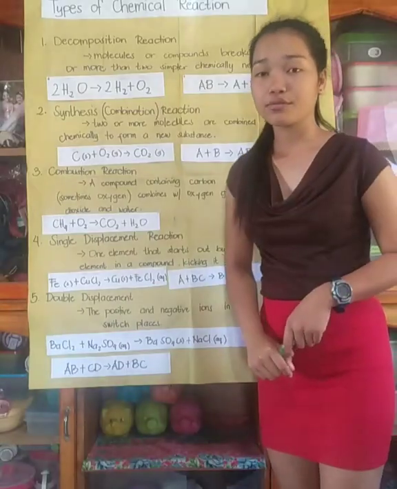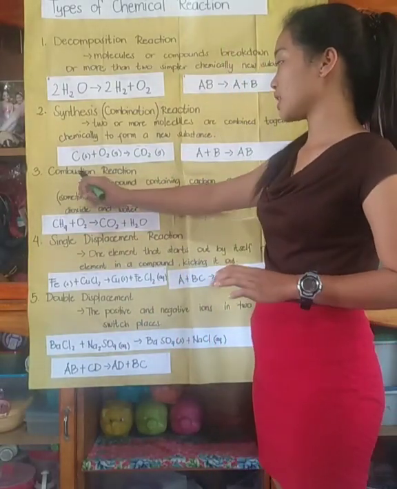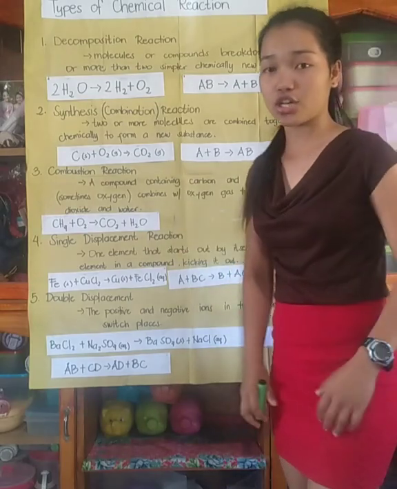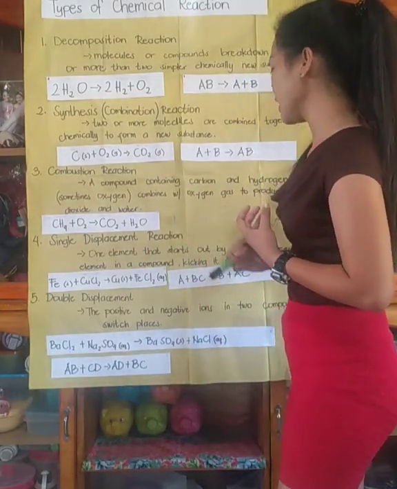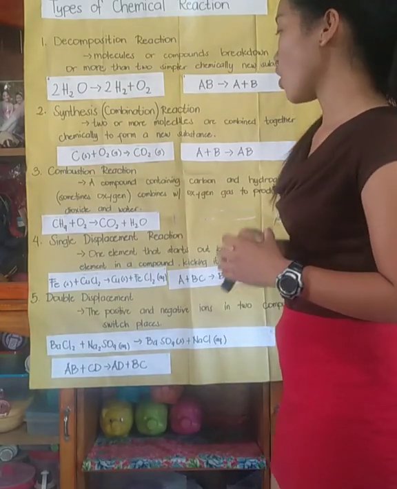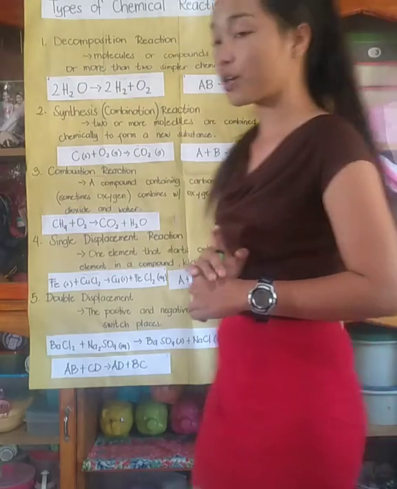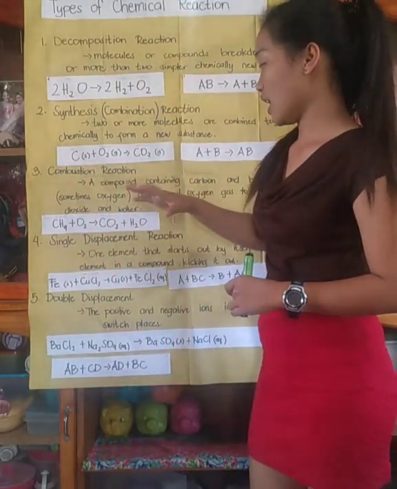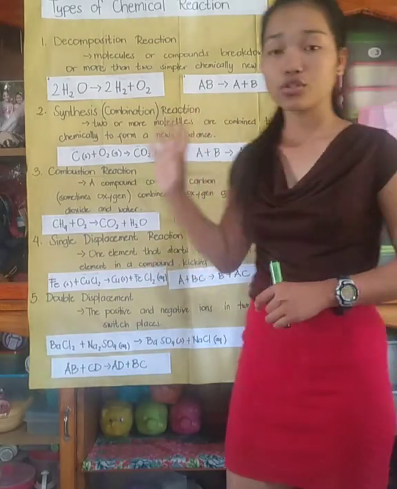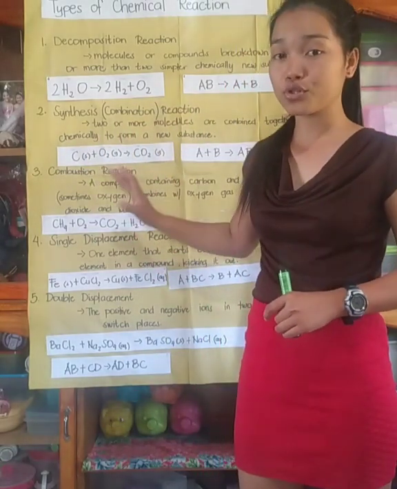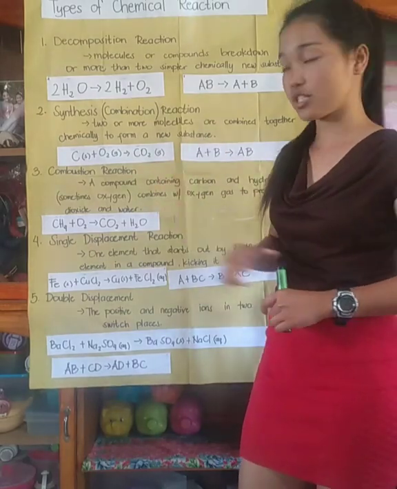The third type of chemical reaction is the combustion reaction. In the combustion reaction, a compound containing carbon and hydrogen, or sometimes oxygen, combines with oxygen gas to produce carbon dioxide and water. So in the combustion reaction, it can produce oxygen gas.